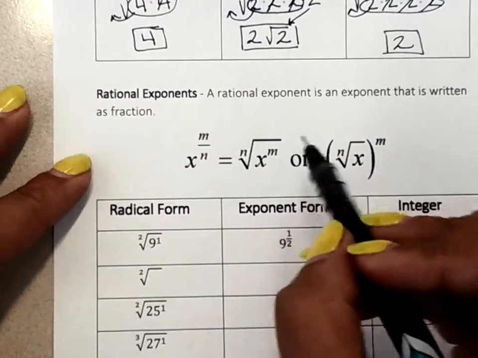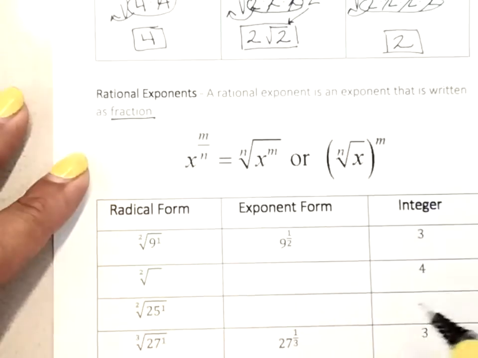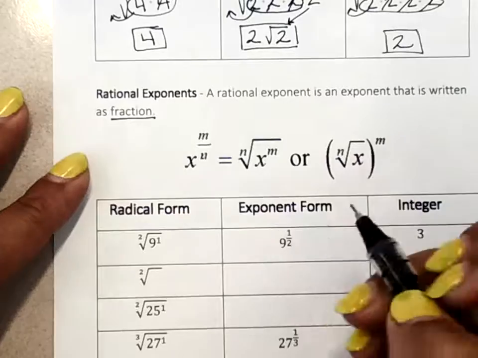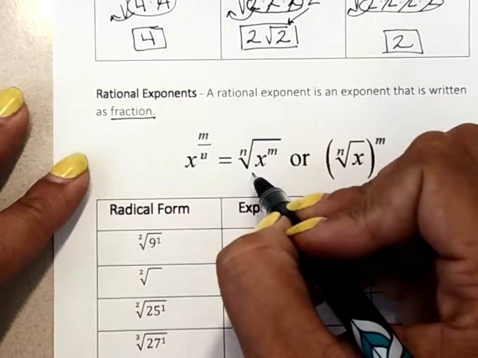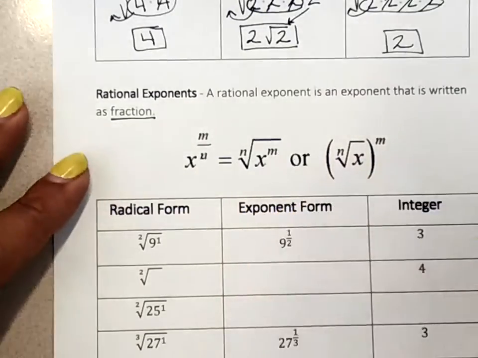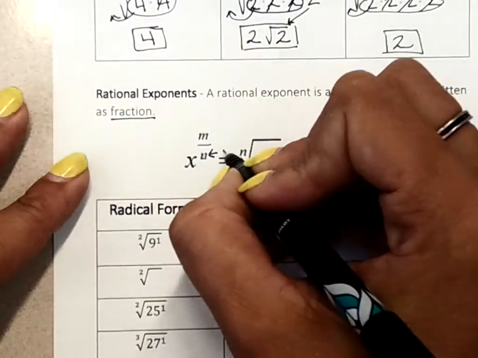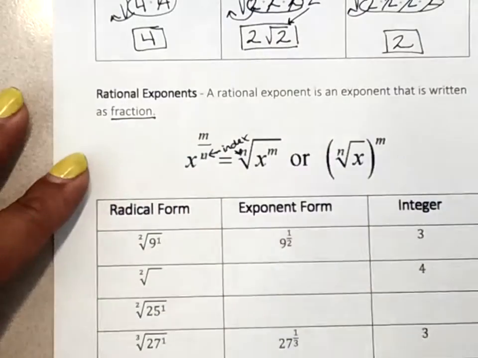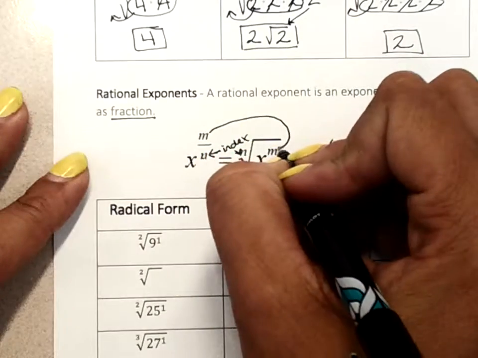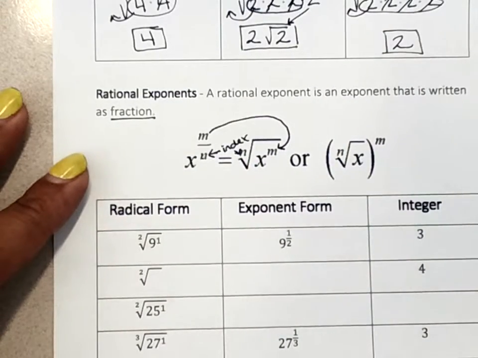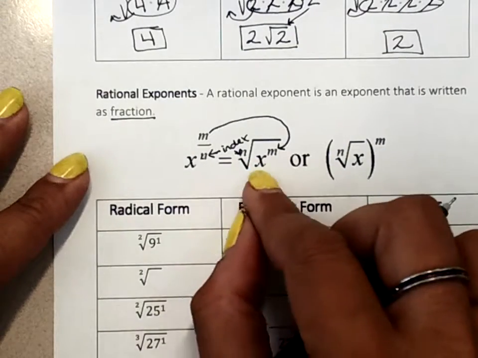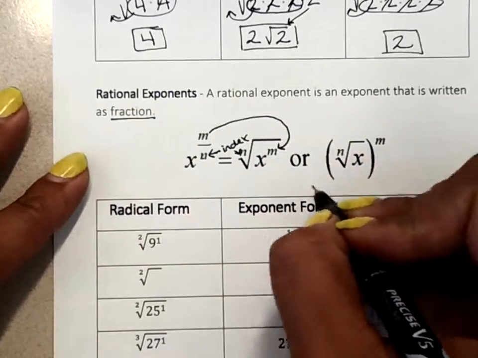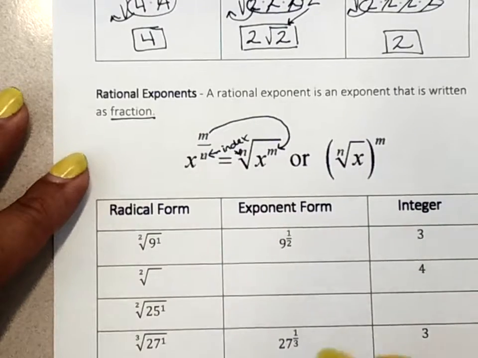Rational exponents are exponents that are written as fractions. So down here you're going to see that x to the m over n is the same as saying the nth root of x to the power of m. Notice that the denominator becomes the index, and the numerator of the fraction is still the exponent of the term. This can also be written in parentheses, and they mean the same thing.